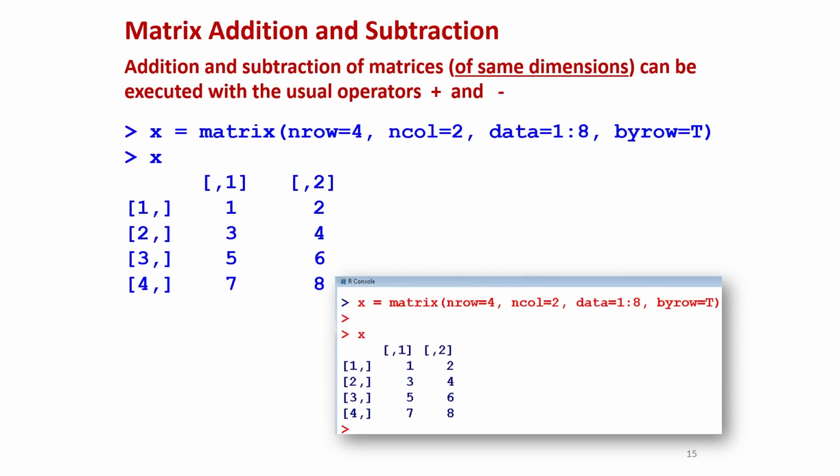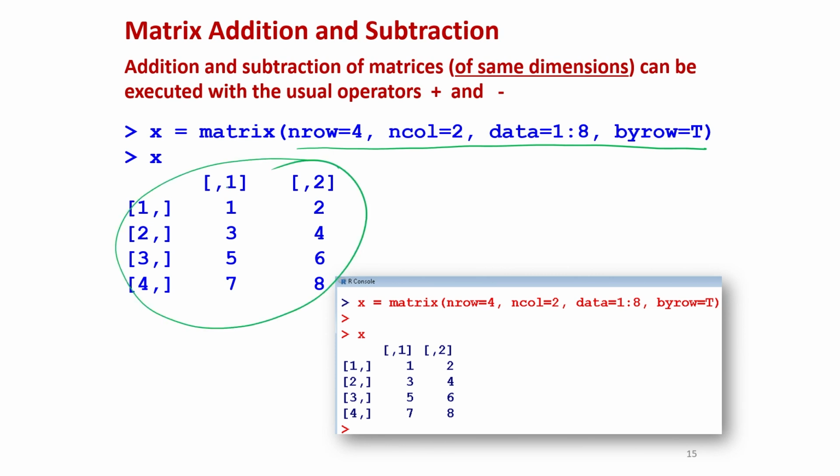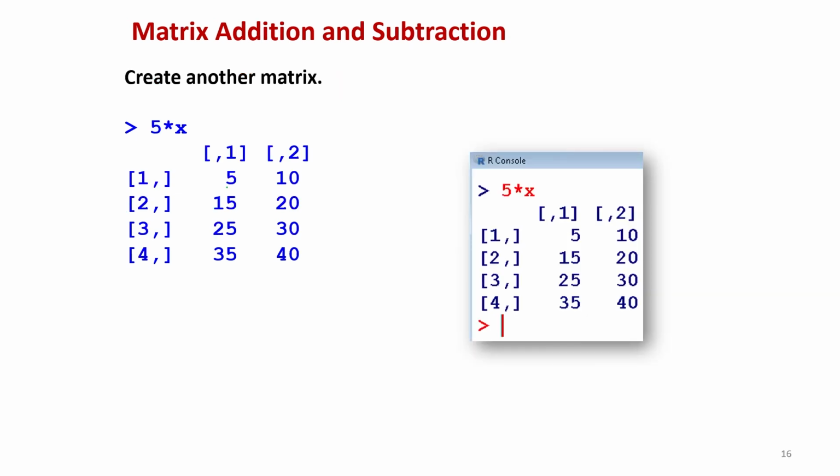Right. Now I want to show you addition and subtraction. In this case, I create two matrices of the same order. Let me take an example of X, where I have taken 4 rows and 2 columns and the data is from 1 to 8. So this is my matrix X of order 4 by 2. Similarly, I take one more matrix just by multiplying 5 into X.